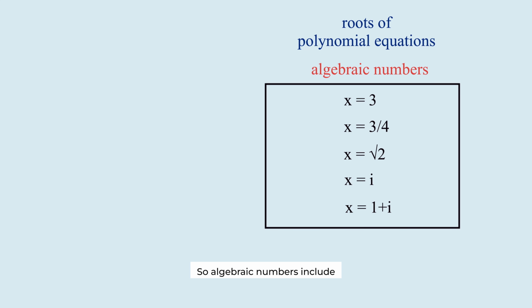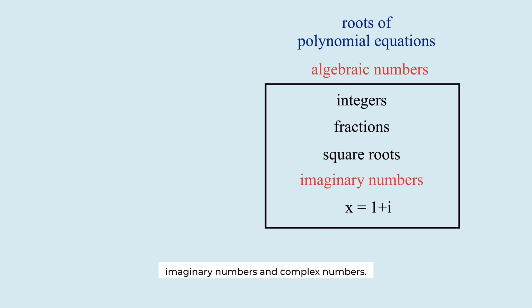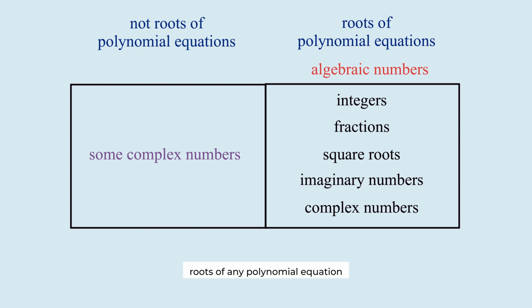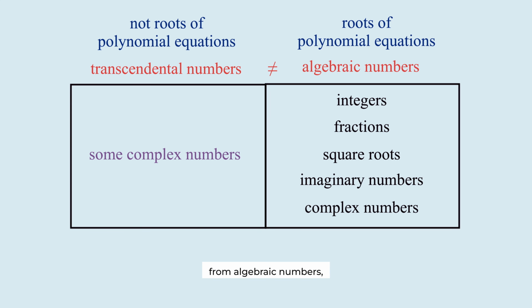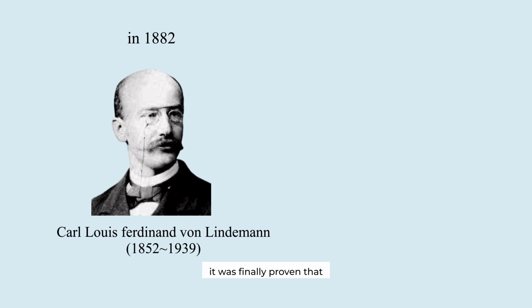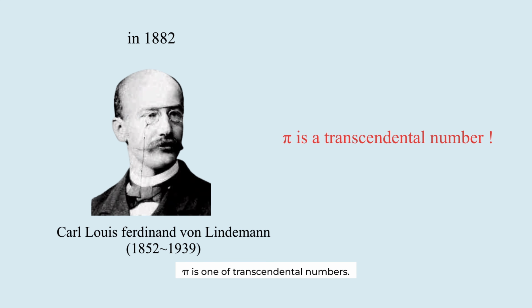So, algebraic numbers include integers, fractions, square roots, imaginary numbers, and complex numbers. But not all complex numbers are algebraic. Some numbers are not roots of any polynomial equation with rational coefficients. These are called transcendental numbers, and they are fundamentally different from algebraic numbers, just as irrational numbers differ from rational ones. In 1882, it was finally proven that pi is not algebraic. Pi is one of the transcendental numbers.